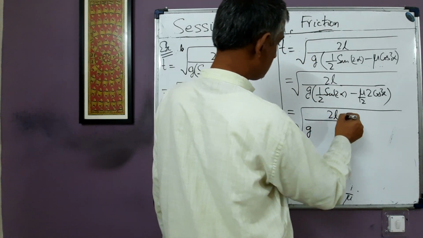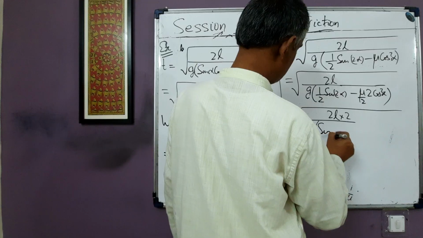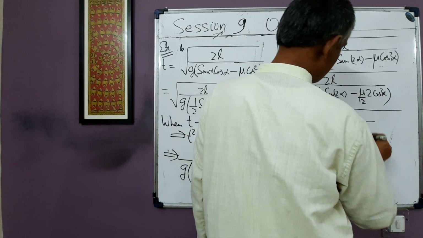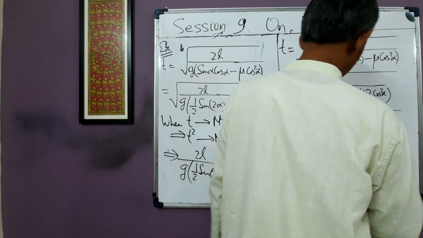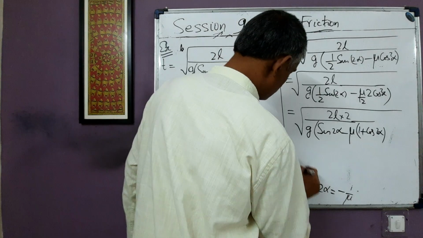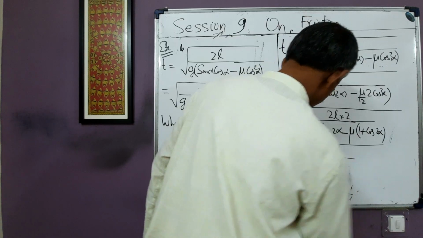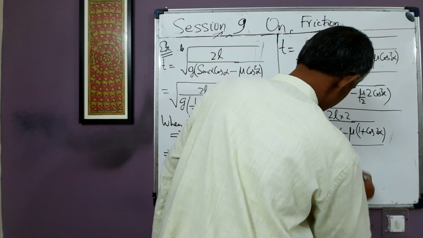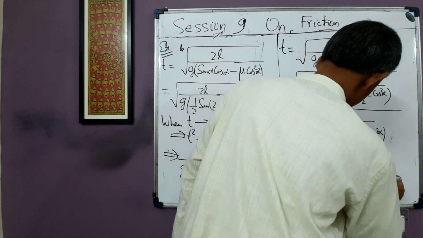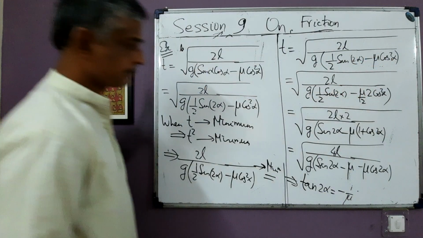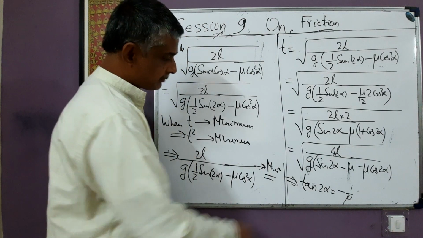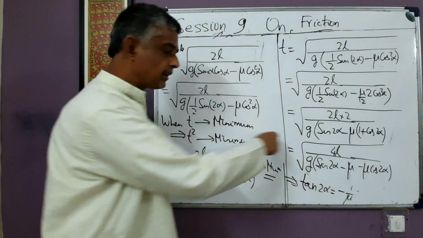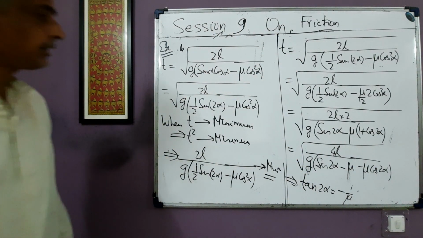Now this 2 goes up. Here we get sin 2 alpha minus mu times 2 cos square alpha, which becomes 1 plus cos 2 alpha. So this becomes root under 4l by g, sin 2 alpha minus mu minus mu cos 2 alpha. Now we have to substitute from tan 2 alpha. We should get sin 2 alpha and cos 2 alpha, to substitute in this, then we get the required value of t min.